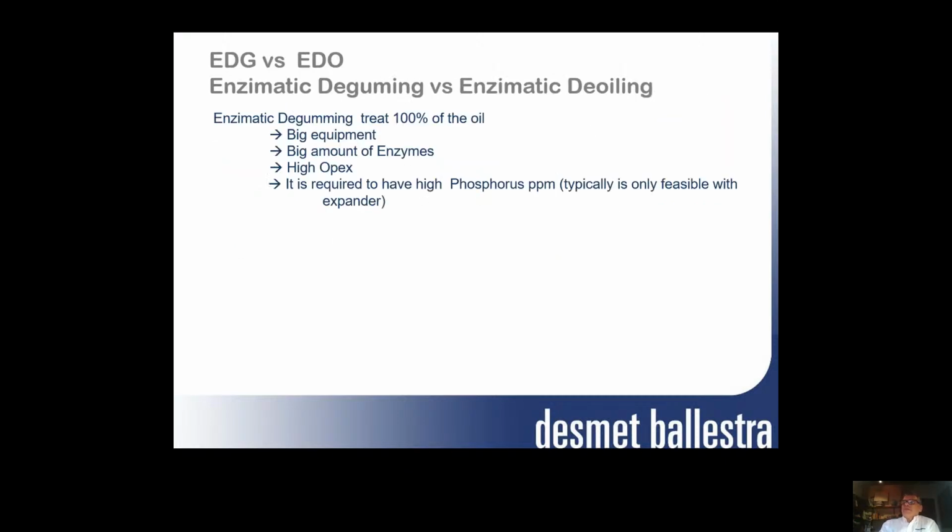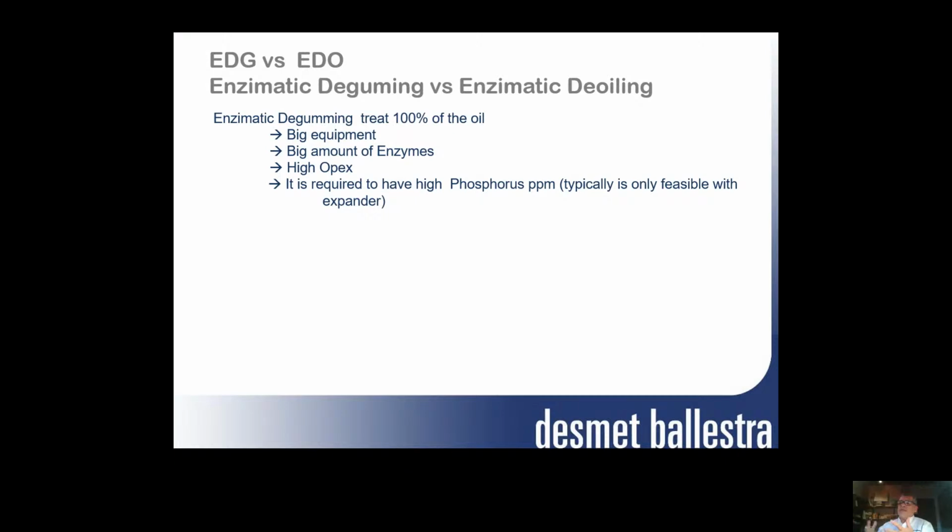Important to say at this stage what the difference is between the enzymatic degumming, which is completely different than enzymatic deoiling. Sorry, not completely different, has a lot of similarities in terms of the principle, the chemical principles, but from the point of view of what we do it is completely different. And the enzymatic degumming treats 100% of the oil, which means big equipment, a big amount of enzymes, high OPEX, and it requires a high phosphorus ppm.